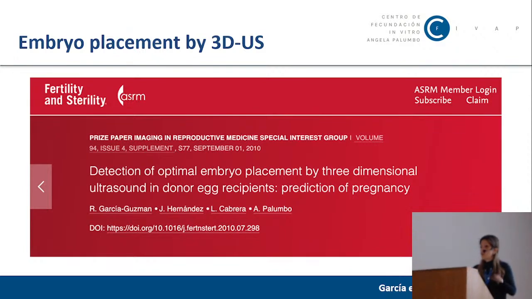These results prompted us to conduct the following study, which we presented more than 10 years ago at an American Society meeting, to test the hypothesis that implantation rate changes as a function of the placement of the embryos in the uterine cavity, visualized by three-dimensional ultrasound.